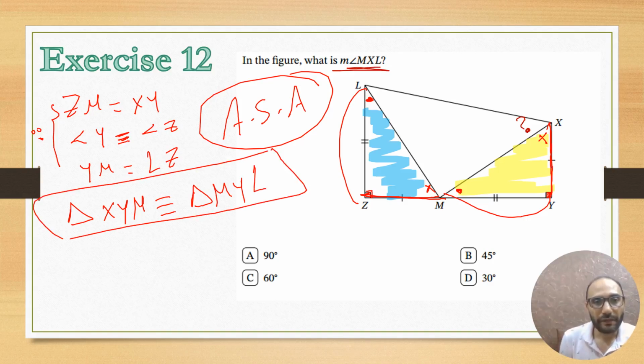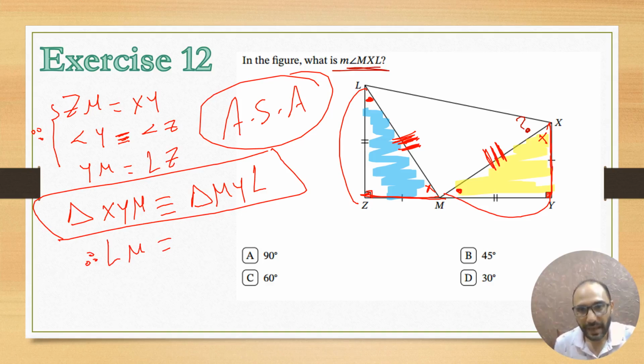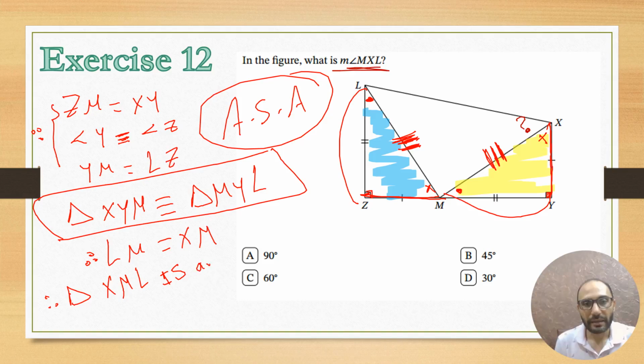So now, because these two triangles, the yellow and the blue one, are congruent, that means the third side here, the hypotenuse of the first right angle triangle, is equal to the hypotenuse of the other. So we can deduce that LM equals XM. So the triangle XML, in which we have two legs or two sides equal in length, must be isosceles. An isosceles triangle has two angles equal in measure, which are the two base angles. One of the two base angles is the required to be found.